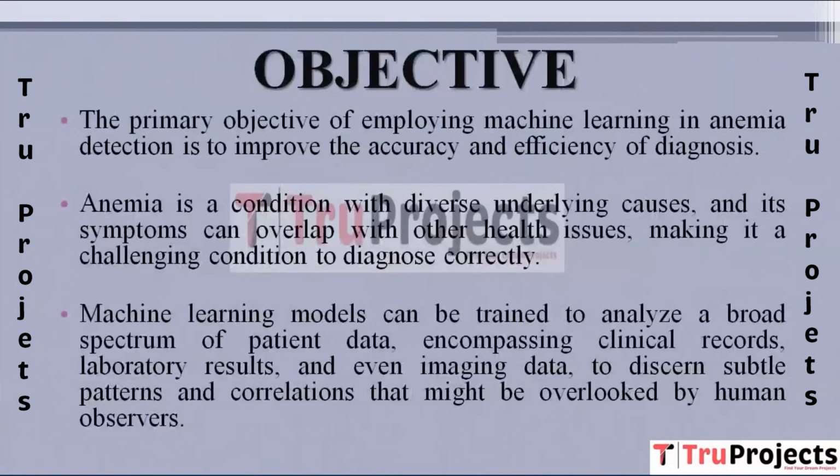So now coming to the objective part, the objective of this project is to enhance the precision and speed of the diagnosis. Anemia is a complex condition stemming from various causes, and its symptoms can mimic those of other health problems, rendering it a difficult ailment to accurately identify. Machine learning models can be trained to scrutinize a wide array of patient information, including medical records, test results, and even imaging data in order to identify subtle patterns and relationships that might elude human evaluators.